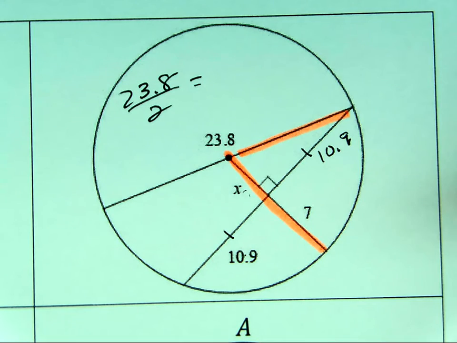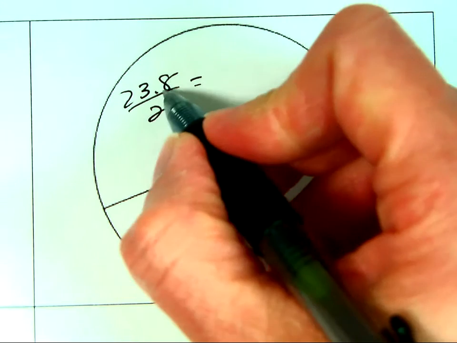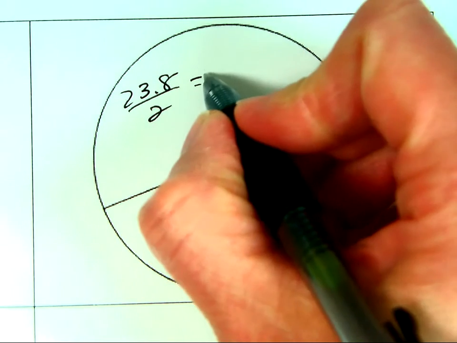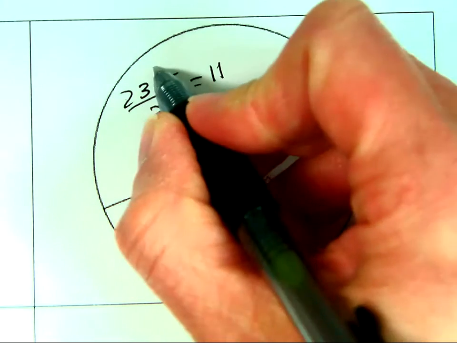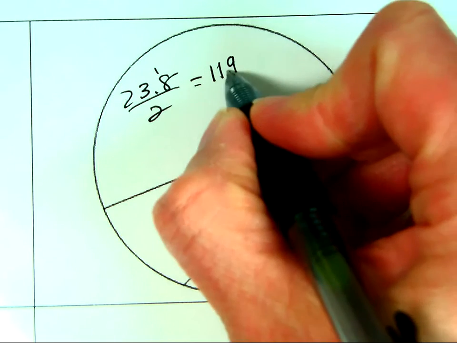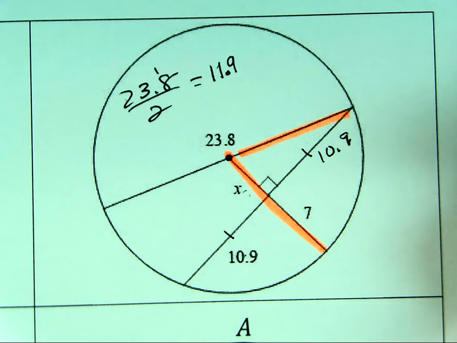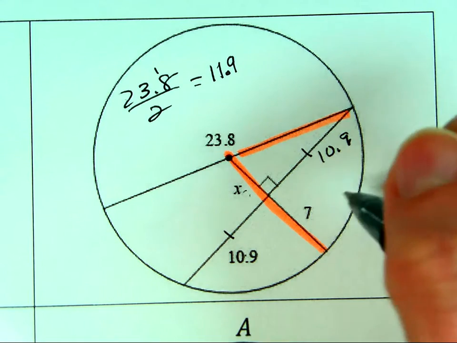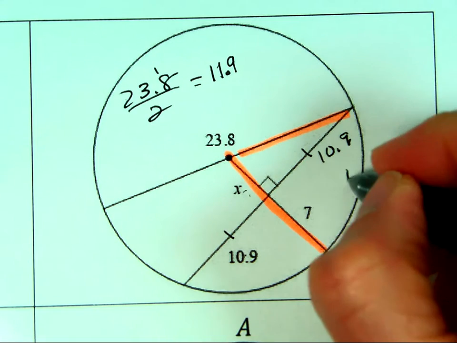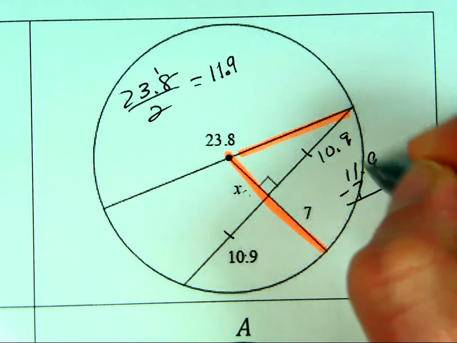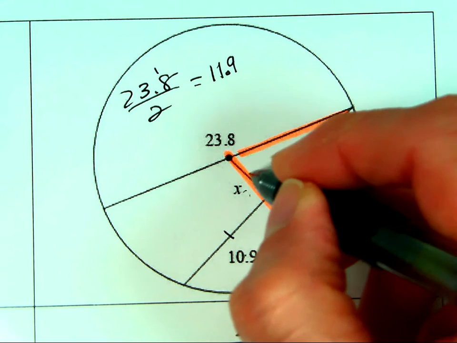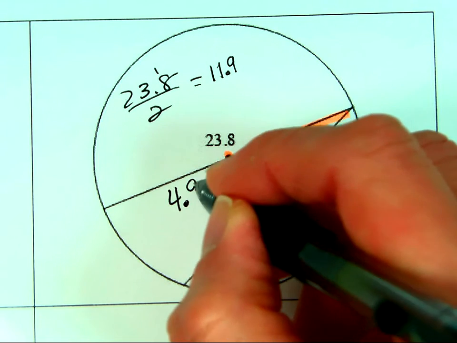So 23.8 divided by 2: 2 goes into 2 once, goes into 3 once with 1 left over, so it goes into 18 9 times. So I've got 11.9. I need to take 7 away from that. And when I say 11.9 minus 7, I get 4.9. So x is equal to 4.9.